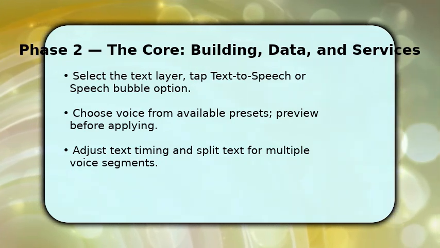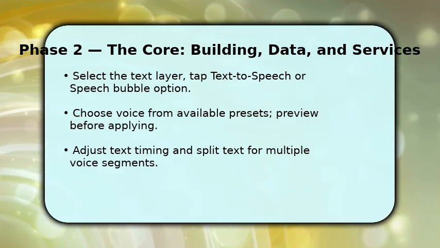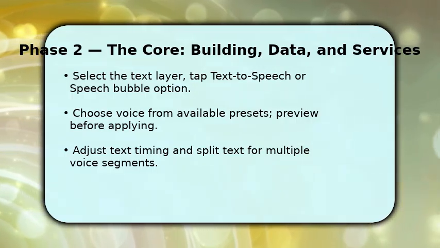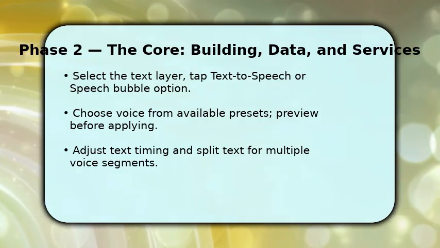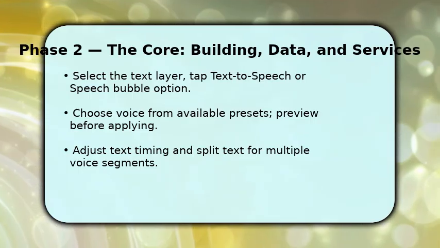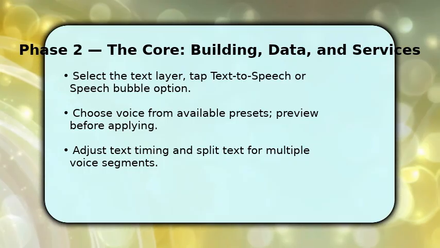With the text layer selected, tap the text-to-speech or speech icon to reveal voice presets. You'll see names or sample buttons. Preview each so the tone fits your content. Choose a voice, then apply it to the text. Make sure to split long sentences into multiple text boxes if you need different timing or emphasis.